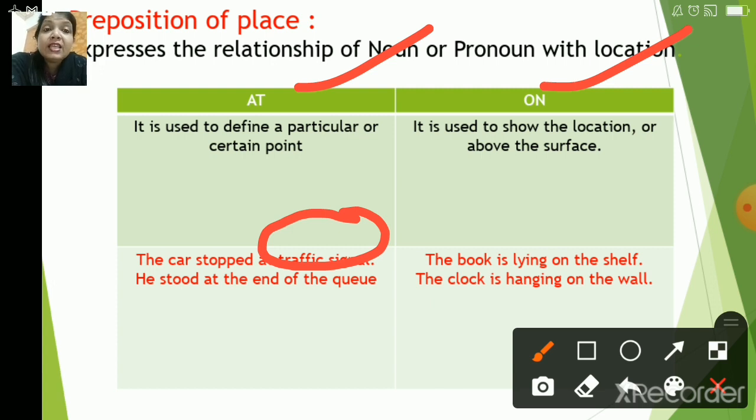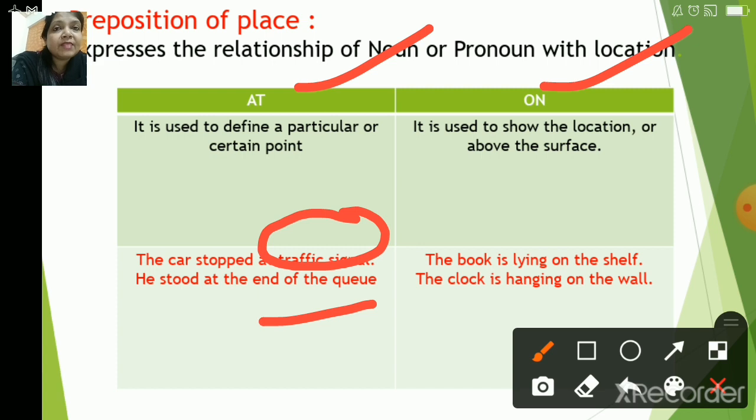Next one, he stood at the end of the queue. Now it has been specified there is a certain point where he stood, and what is the reason? What is the particular point? The point is end of the queue, and hence we have to use at over here.